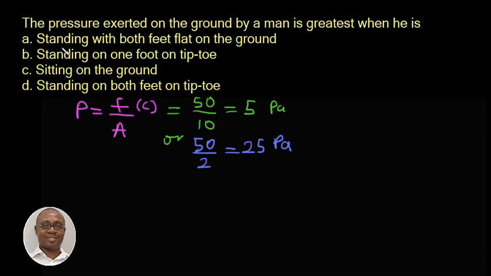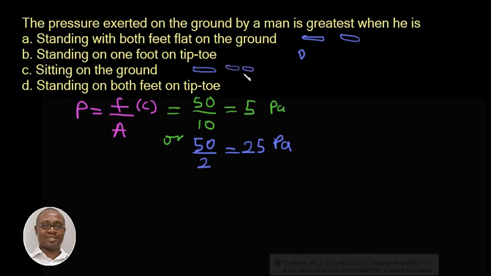So let us quickly take a look at the answer options. All right, standing with both feet flat on the ground. Let's take that. Let's say these are the feet. Then standing on one foot on tiptoe, just this, in contact with the ground. Good. Option C says sitting on the ground. So sitting on the ground could also mean that the bottom is in contact with the ground, and part of the feet also, the 2 feet are in contact with the ground.